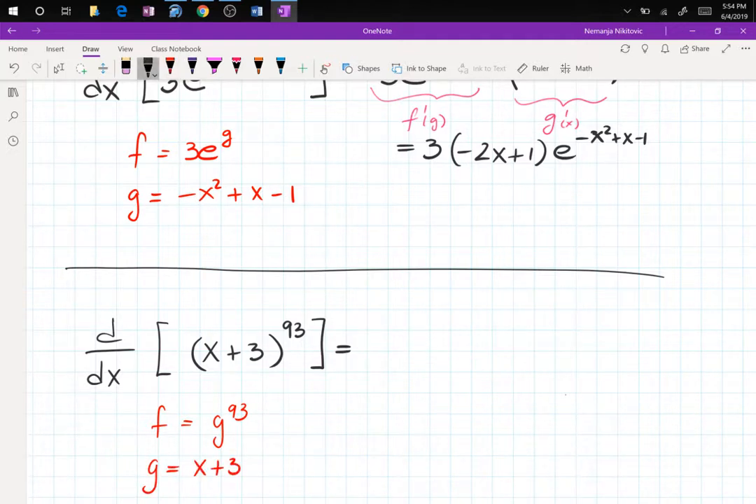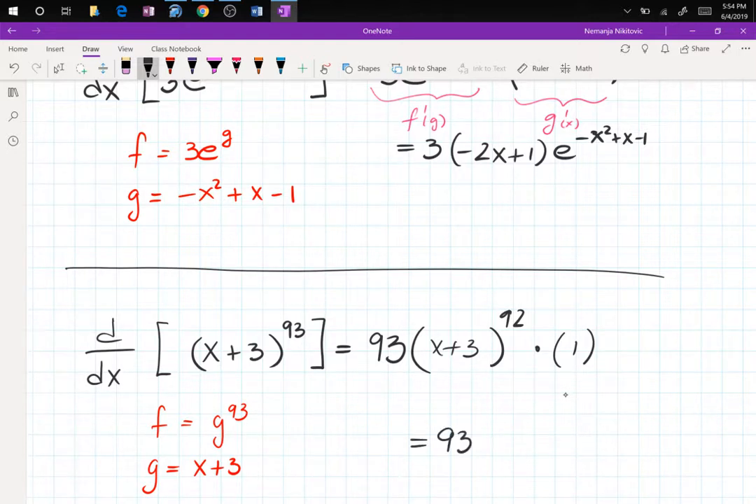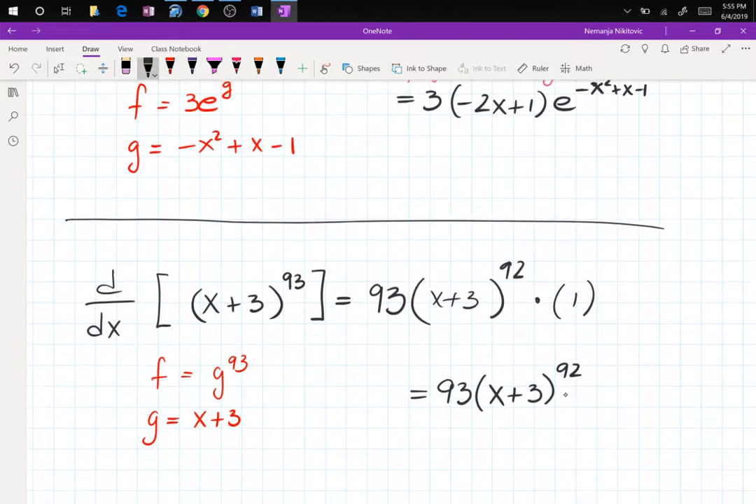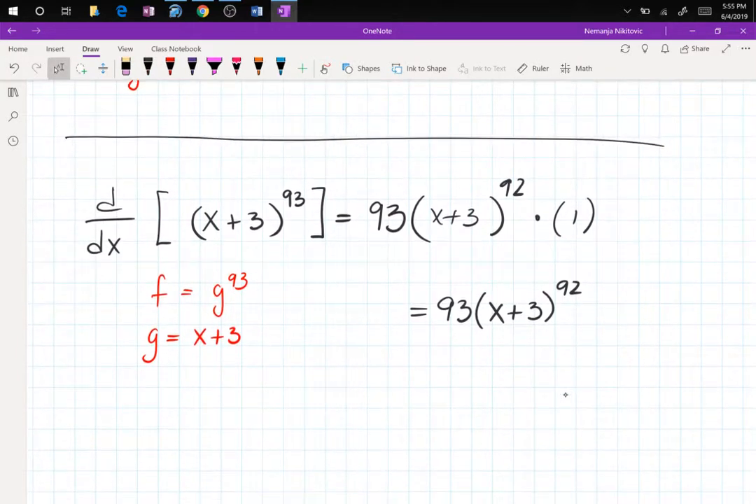Great. So what are my derivatives? The derivative of g to the 93rd is 93g to the 92. Right? Yeah. Now g is x plus 3, so we're just going to fill that in, times the derivative of g, which is 1. Great. So the whole answer is 93 times (x plus 3) to the 92. Nice.